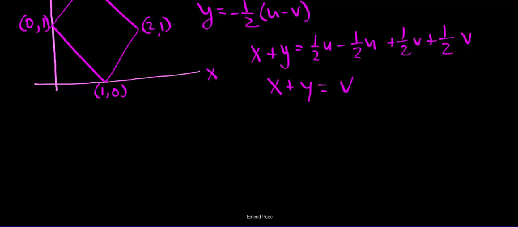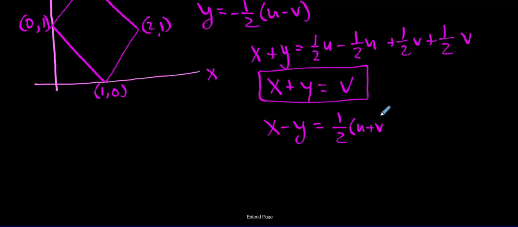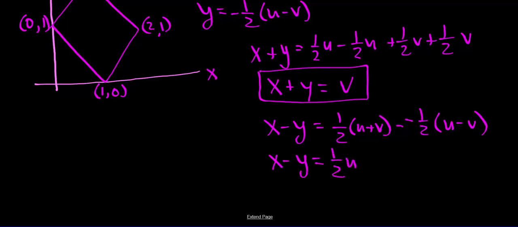Now let me mark that, and now I'm going to go back and do x minus y. So I get 1/2 u plus v minus a negative 1/2 u minus v. Let's see what this turns out to be. We got x minus y equals 1/2 u plus 1/2 v plus 1/2 u minus 1/2 v. And now we get u equals x minus y.